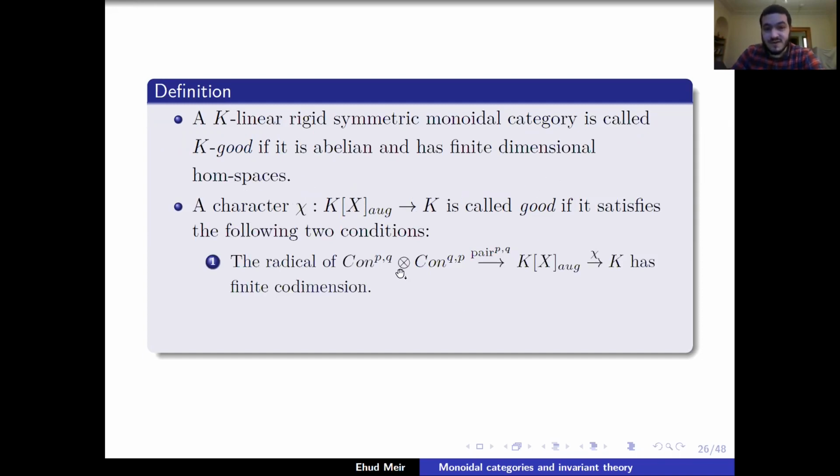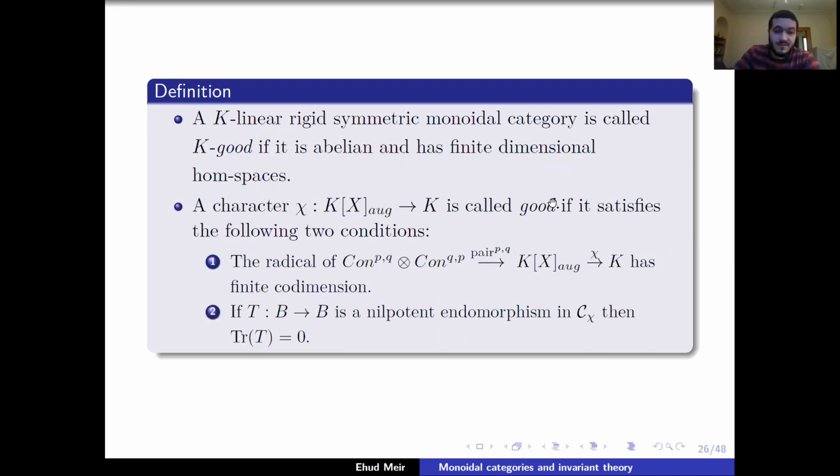First thing, we want the radical of this pairing of Con(P,Q) tensor Con(Q,P) to the algebra, via Chi, to have finite codimension. And second thing is that we want to be in a situation that if T is a nilpotent endomorphism in C_chi, then it will have trace 0, which is something that must happen if you want C_chi to be an abelian category. The first condition comes from the fact that we want finite dimensional Hom spaces. The second condition is because we want an abelian category.